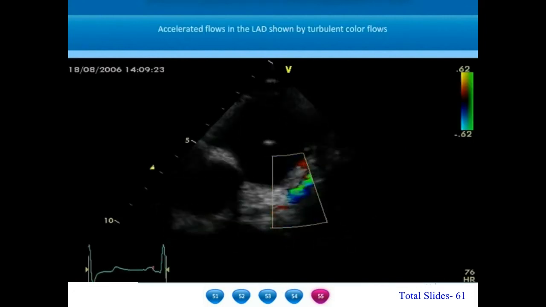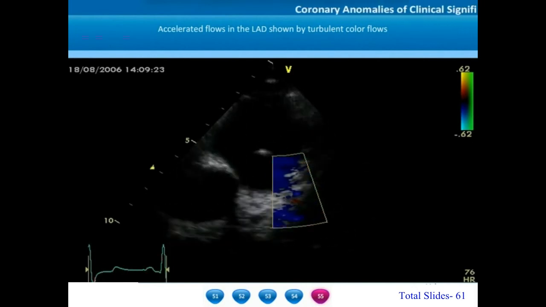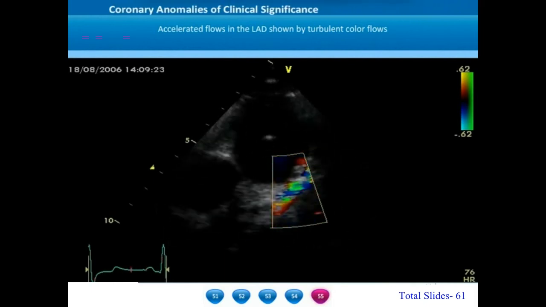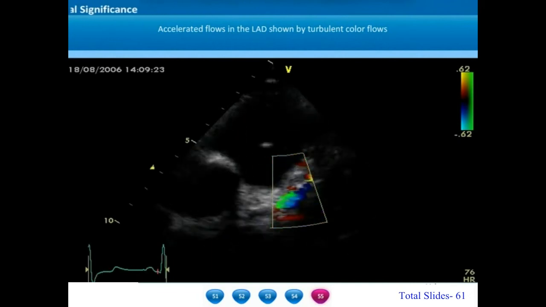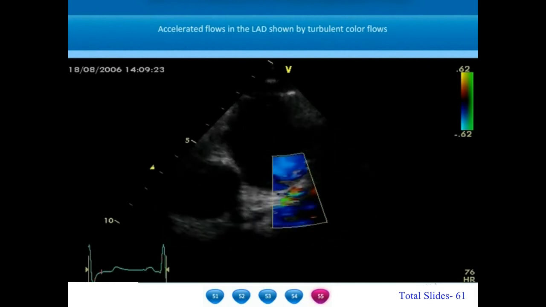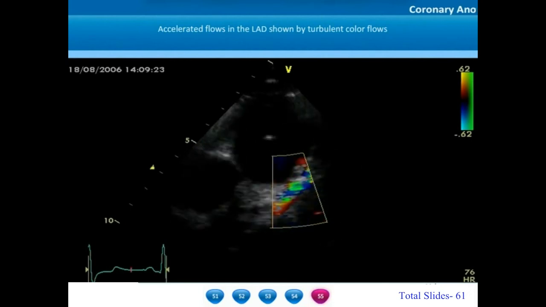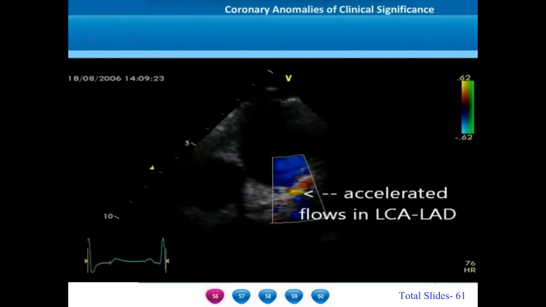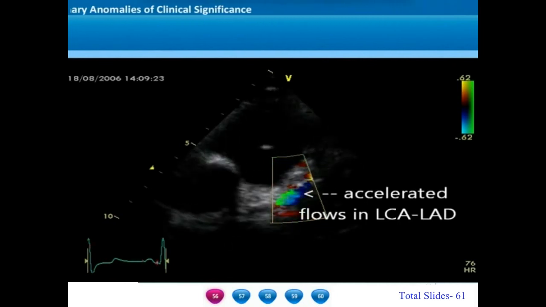This is a parasternal short axis view of a patient with anomalous right coronary artery from the pulmonary artery. We are concentrating on the LAD flows. You see, the LAD flows are having a mosaic pattern, which means the velocities are more than 62 centimeters per second. Accelerated flows in the LAD. The accelerated flows in the LCA and LAD are well appreciated in this parasternal short axis view.